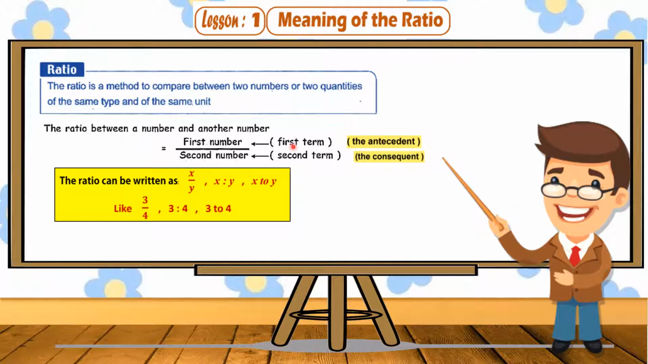And the ratio can be written as the form of fraction x over y. And the main form of ratio is x two dots y, and it can be read as x to y. So we have two main forms for the ratio, x over y and x to y. Example, 3 over 4 or 3 to 4.